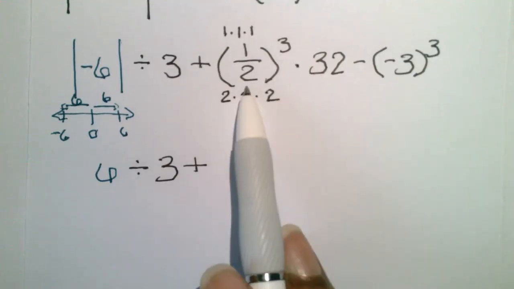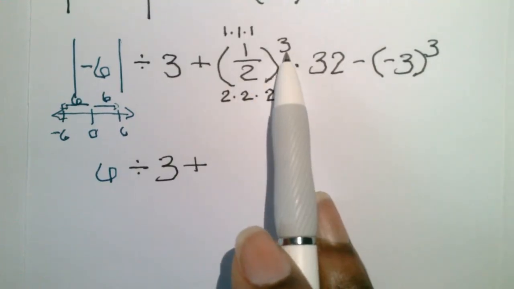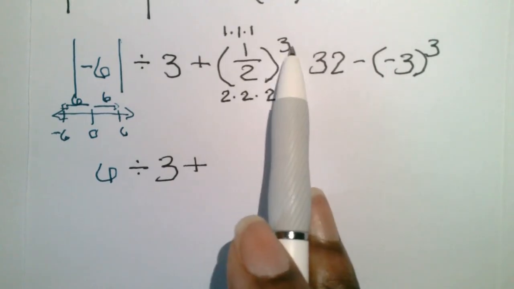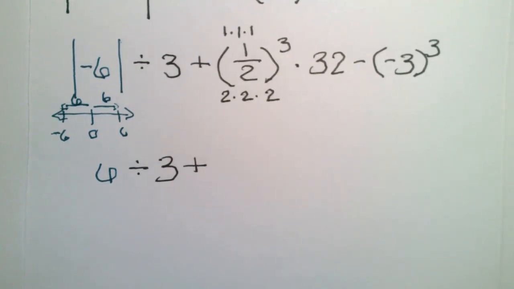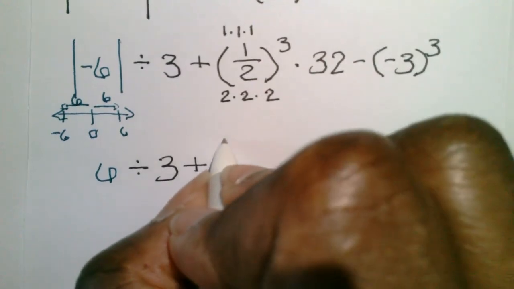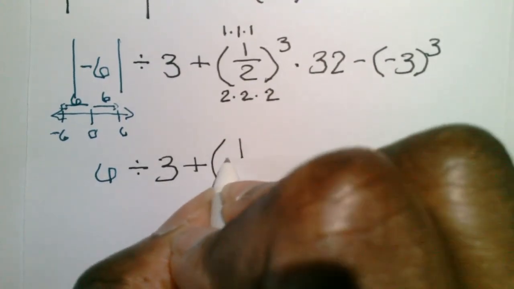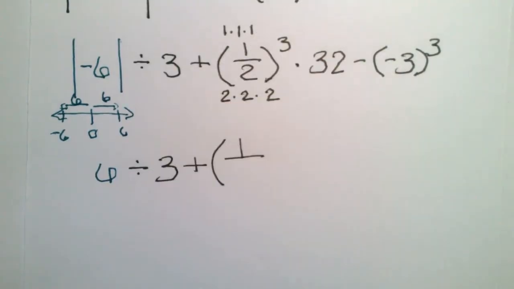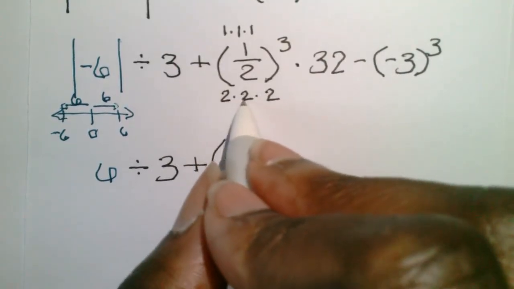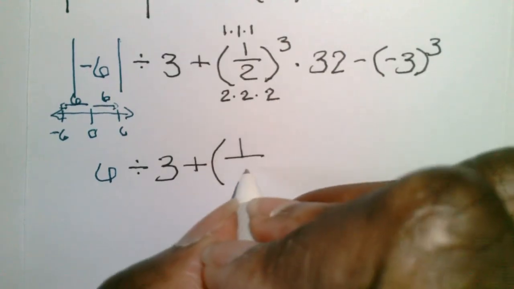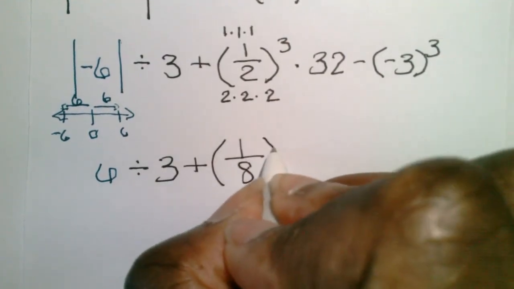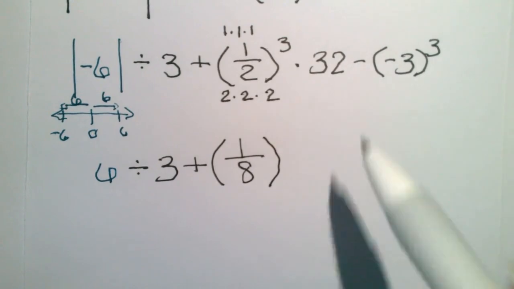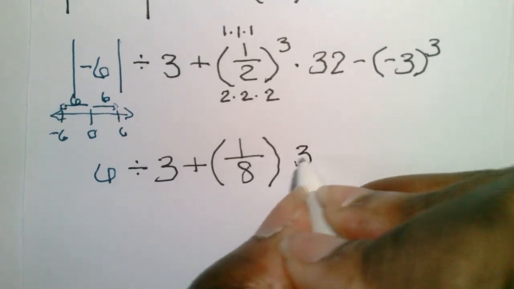Okay? Your base is 2, your exponent is 3. Your base is 1, your exponent is 3. So that means here we have 1, because 1 times 1 times 1 gives me 1, and 2 times 2 gives me 4, times 2 gives me 8. And we're multiplying it to the 32.